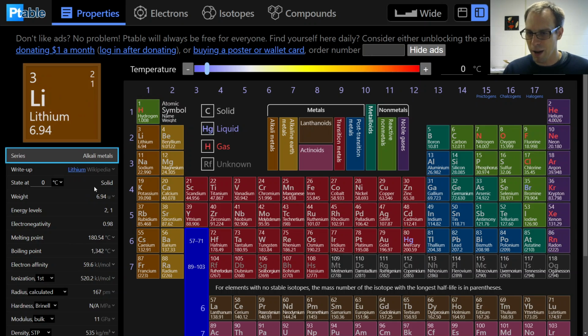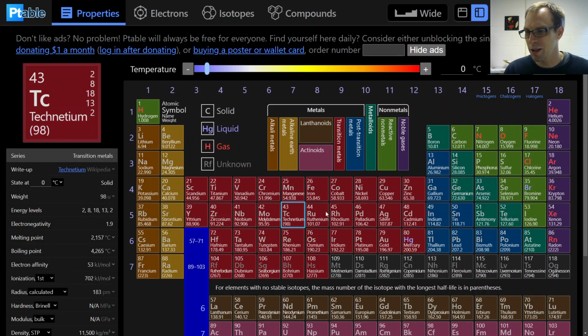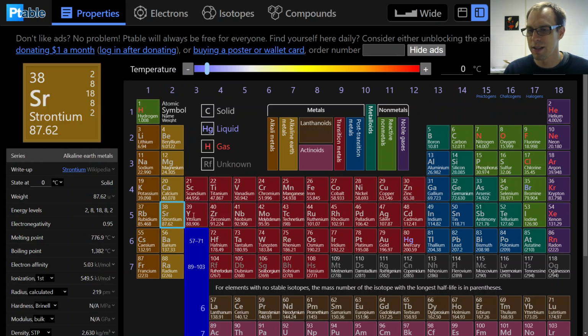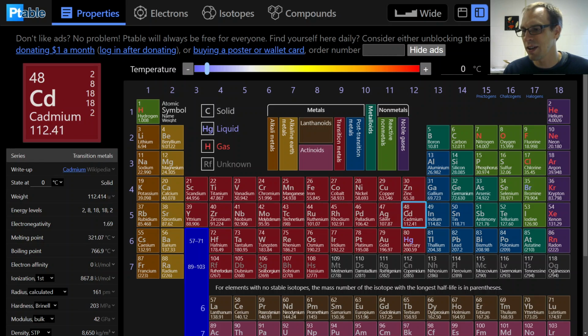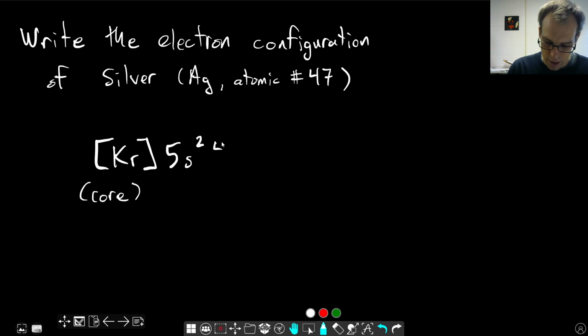Then let's count up how many. Next, we'll fill up the 4d orbitals, and we can tell because 10 electrons are going to get filled across this set of elements here. So we need to fill in 1, 2, 3, 4, 5, 6, 7, 8, 9. So we'll have 9 electrons in 4d orbitals. So that's the electron configuration of silver.